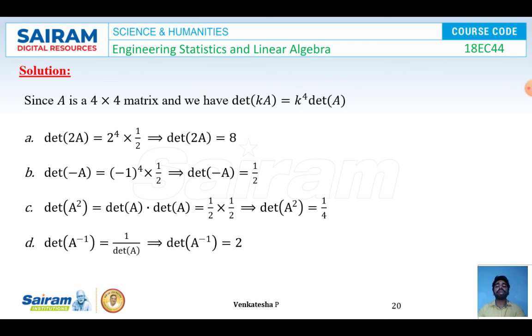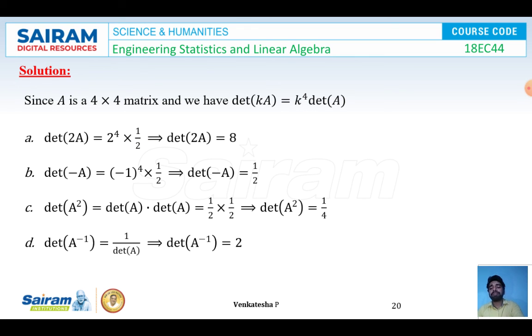So now I am going to expand the first condition. The first one, they have given that we have to find the determinant of 2A. So in this equation, in the place of K, I am going to replace the value 2. So I got the equation 2 power 4 into 1 by 2. This is because of the given determinant value. So I got 1 by 2. So it will be equal to 8.